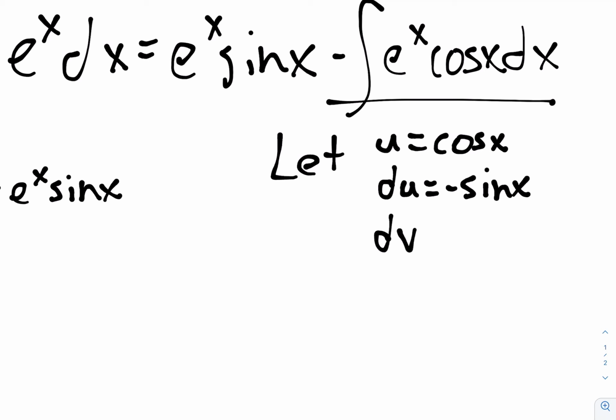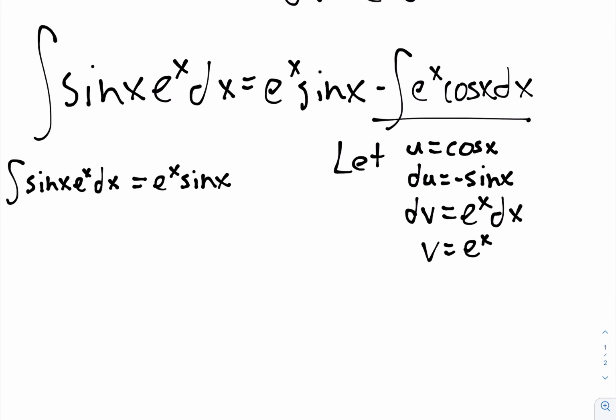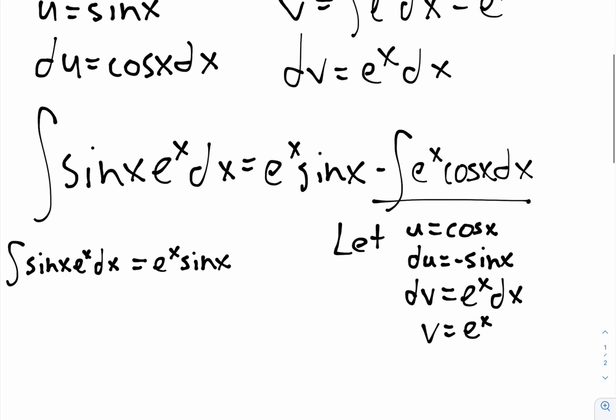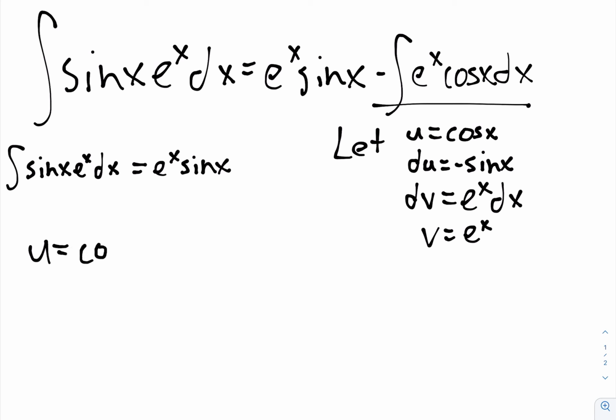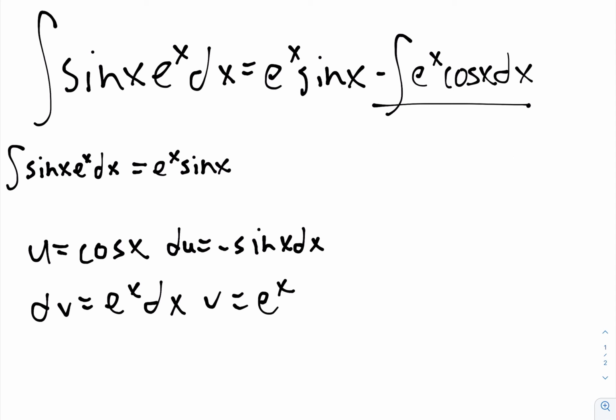dv will be e to the x dx, and then v is just going to be e to the x, because we're integrating dv to get v. The integral of e to the x is e to the x. So du is negative sine x dx. Just so I don't forget, I'm going to write dv equals e to the x dx, v equals e to the x. Okay, I'm going to plug that in there. So we're subtracting the integral of e to the x cos x dx.